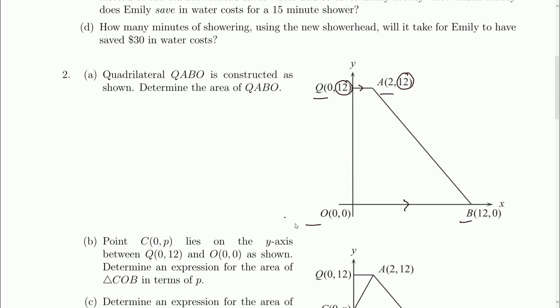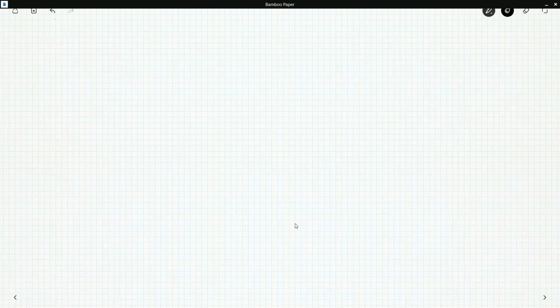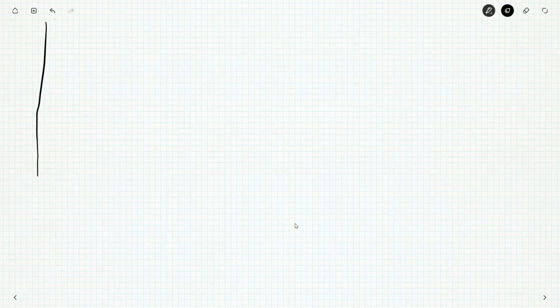Now we have 2 ways we can go about doing this question. One, you could create another point down here, let's call it C, and you could get a rectangle here of height 12 and width 2, and then get a right angle triangle here and do 1/2 base times height. That's a perfectly fine way to do the question. I'm going to point out that it's a trapezoid in my solution and use the formula for the area of a trapezoid. Either way is fine. You'll get the same answer.